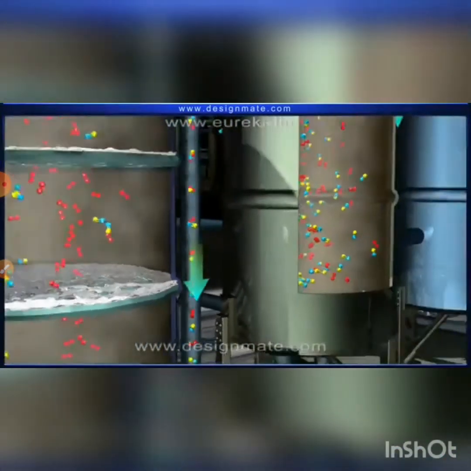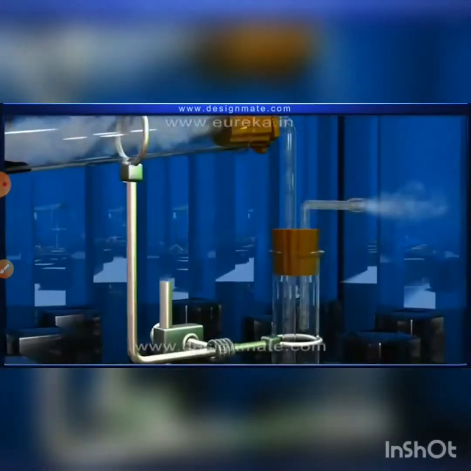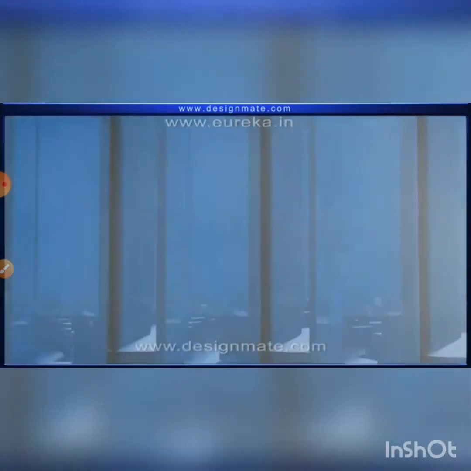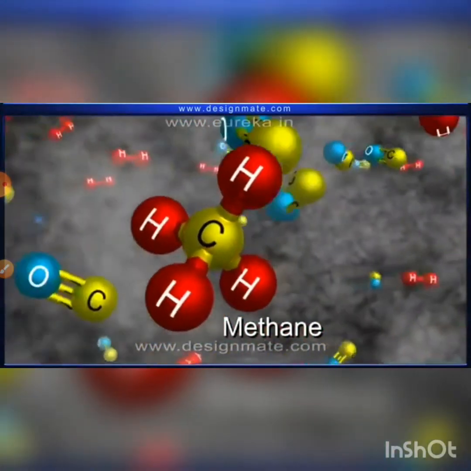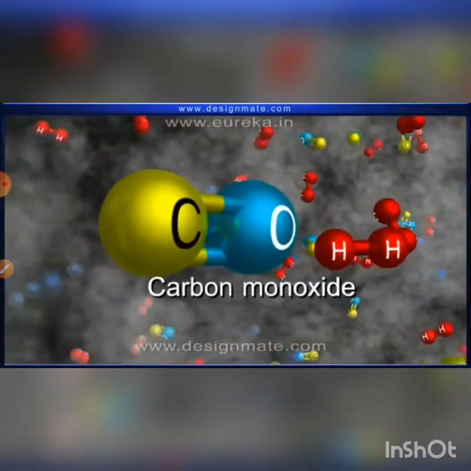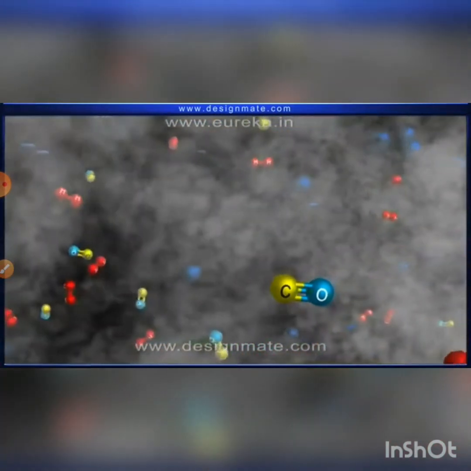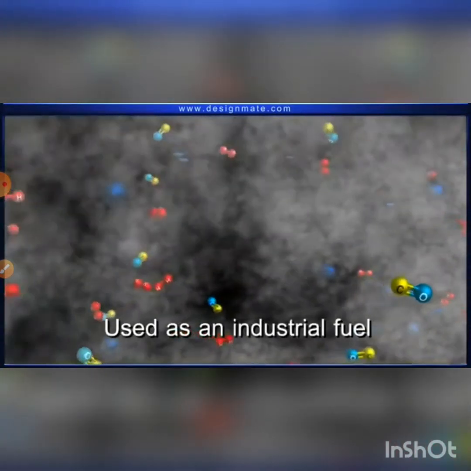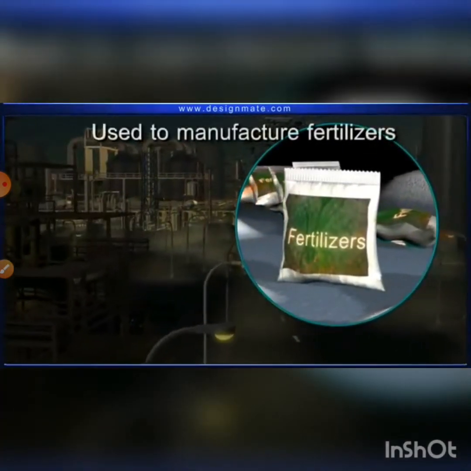It is used in the manufacture of hydrogen gas. Coal gas is mainly a mixture of methane along with hydrogen, carbon monoxide, and other gaseous hydrocarbons, and is used as an industrial fuel. Ammoniacal liquor is mainly used to manufacture fertilizers.